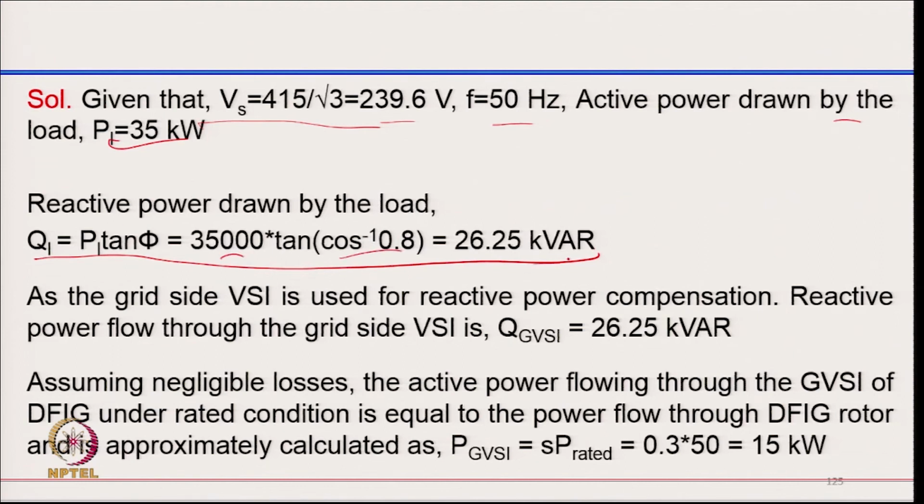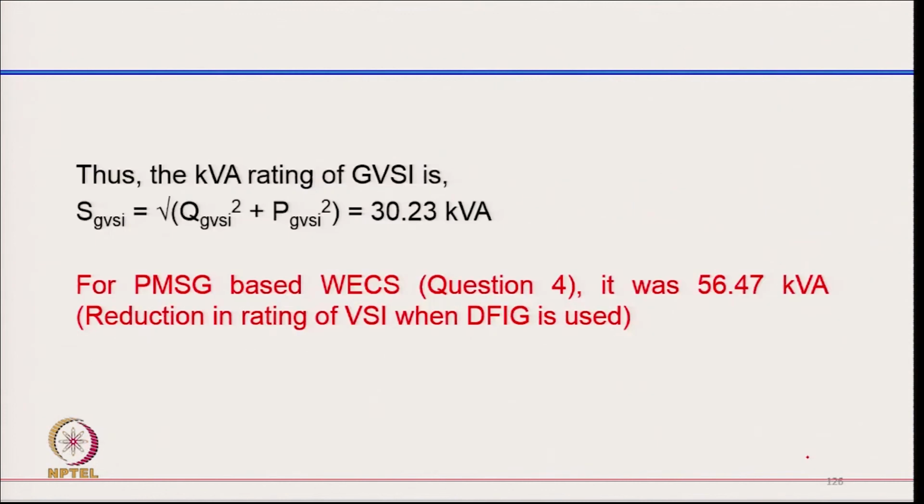So, it comes to 26.25 kVA, and the grid side VSI is used for reactive power consumption. So, the reactive power of the grid side converter is the same as the load reactive power, and with negligible losses, the active power flow through the grid side converter of the DFIG is rated equal to the slip power rated. So, it is 0.35 times 15 kilowatt, and the kVA rating of the grid side converter will be the square root of reactive power squared plus active power squared, that comes to 30.23 kVA. So, for PMSG based, it was 56.47 kVA; here the converter rating is reduced to only 30.23 kVA in DFIG.